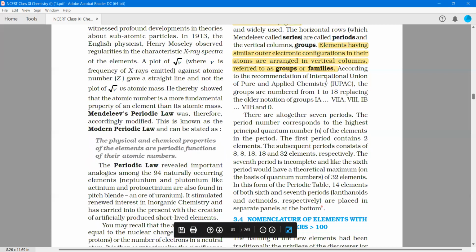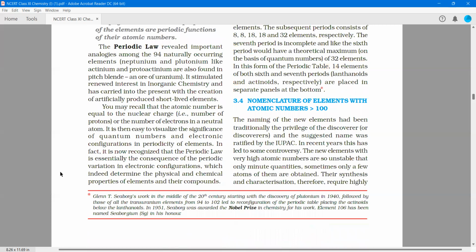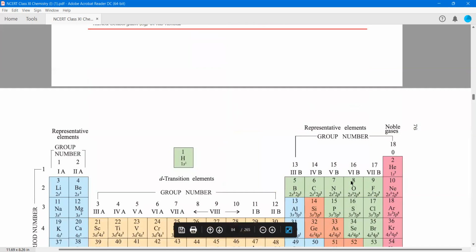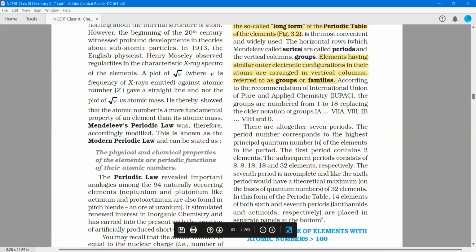According to the recommendation of the International Union of Pure and Applied Chemistry, abbreviated as IUPAC, the groups are numbered from 1 to 18, replacing the older notation of 1A to 7A, 8, IB and 0. Basically, this was the older version of naming the periodic table, but the newer version is very simple and is numbered 1, 2, 3 to 18. So there are altogether 7 periods and a total of 18 groups.